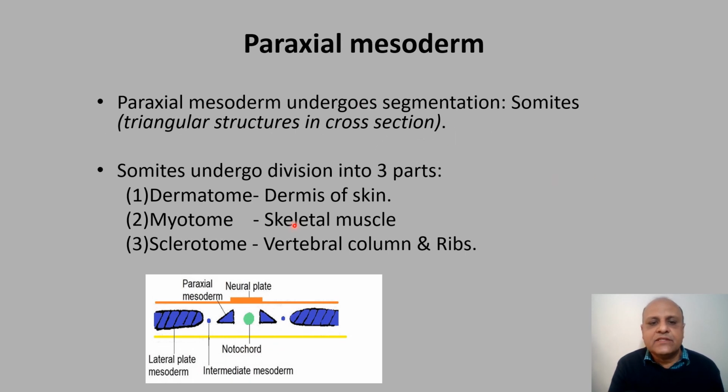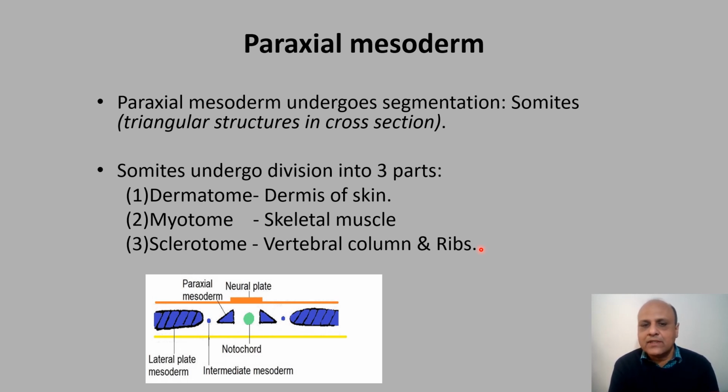Now paraxial mesoderm undergoes segmentation to form somites, which are structures triangular in cross section. Each somite undergoes division into three parts: dermatome, myotome and sclerotome. Dermatome forms dermis of skin, myotome forms skeletal muscle and sclerotome forms vertebral column and ribs. So now we can appreciate that from which part of mesoderm the skeletal muscle is formed. It is formed from paraxial mesoderm.